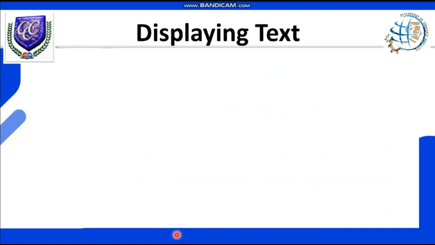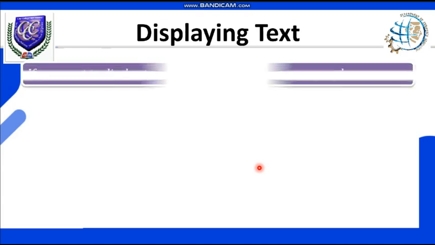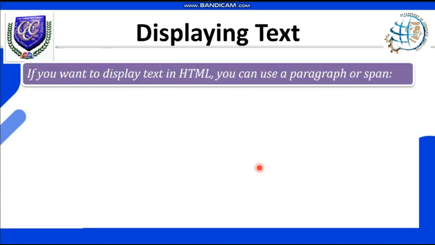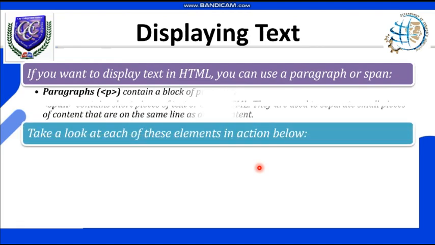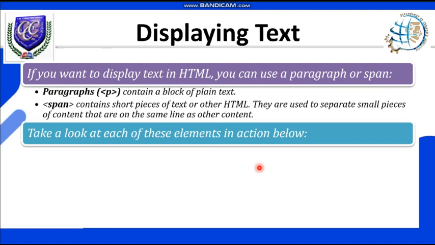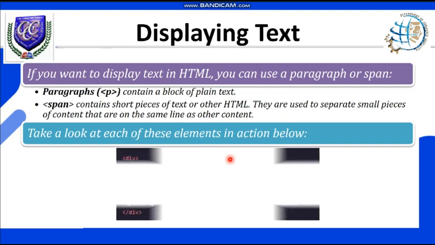If you want to display text in HTML, you can use a paragraph or span. The paragraph or the P element contains a block of plain text, and the span contains short pieces of text or other HTML. They are used to separate small pieces of content that are on the same line as other content. Now, let's take a look at each of these elements in action below.